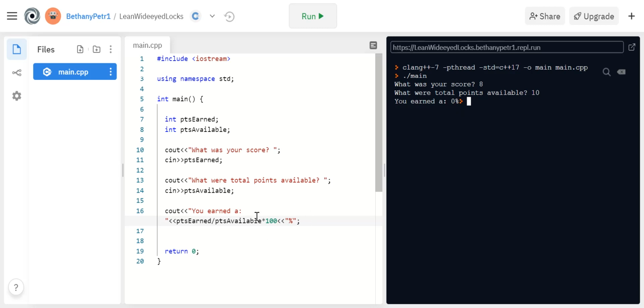So if these were just literal numbers, we could literally go like 8.0 out of 10. And that would solve the problem. But since these are variables, we can't stick a 0.0 on the end. But what we can do is a thing called typecasting.